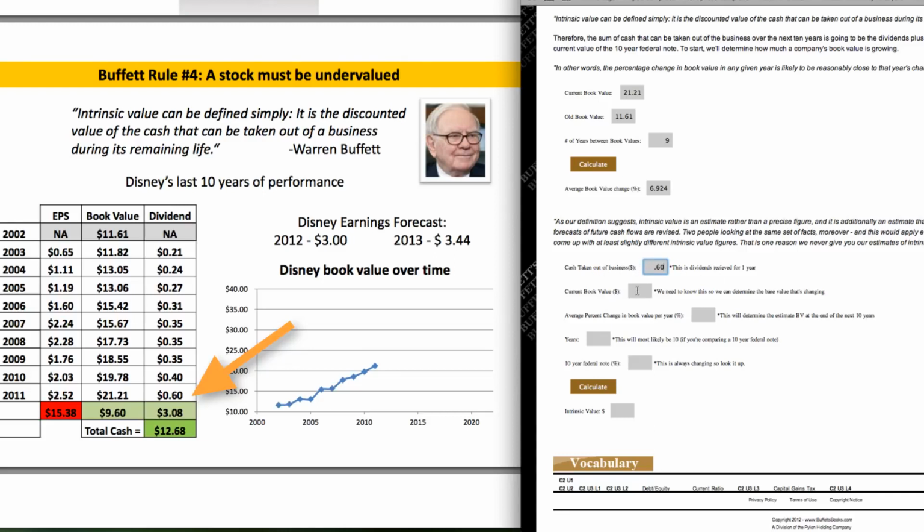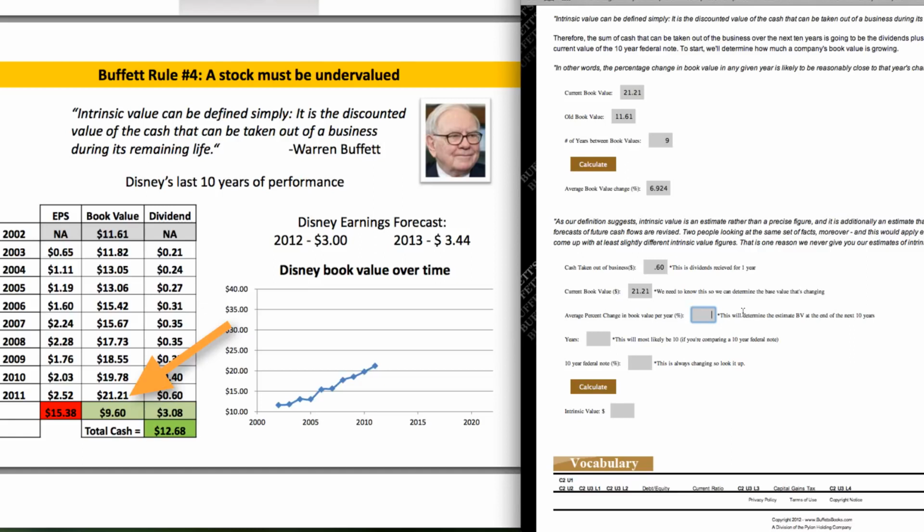Okay, so we got 60 cents in for the dividend. The current book value for Disney is $21.21. So we're going to put that in. And again, make sure you don't use any dollar signs or percents in here. Just put in the raw numbers.